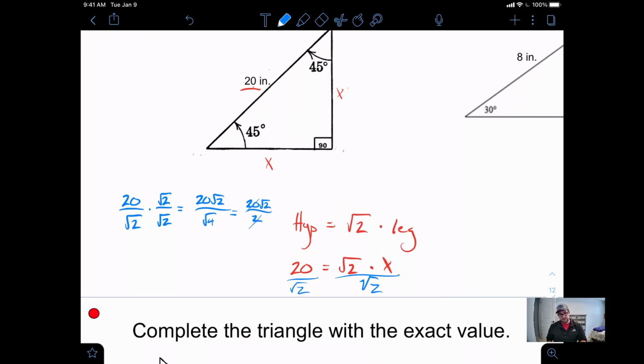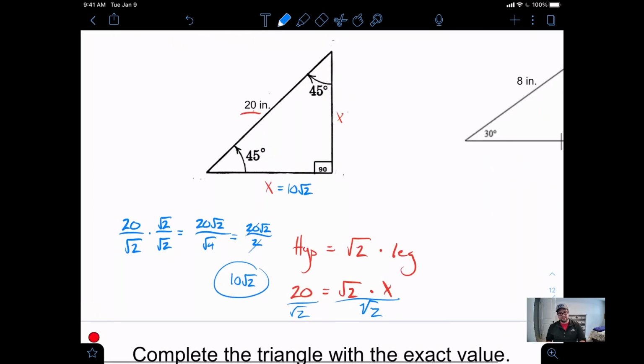And then 20 divided by 2 is going to become 10 square roots of 2. So x in this problem is going to be 10 square roots of 2. And since it's a 45, 45, 90 triangle, these two lengths are the same. So this up here will also be 10 square roots of 2.